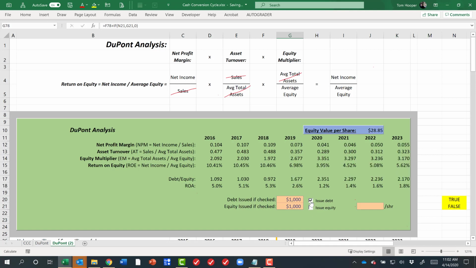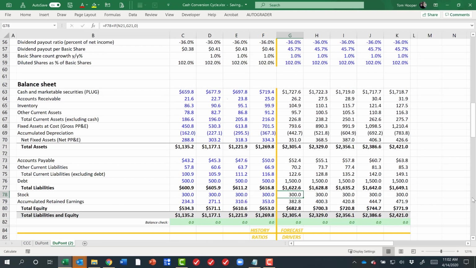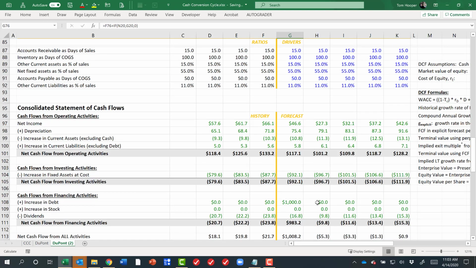So now let's go back and see how things change. So if I click issue some debt for $1 billion and look at the balance sheet, debt went from $500 million to $1.5 billion. So what did that change? And how did our model keep itself in balance when we did that? What changed here was the increase in debt.